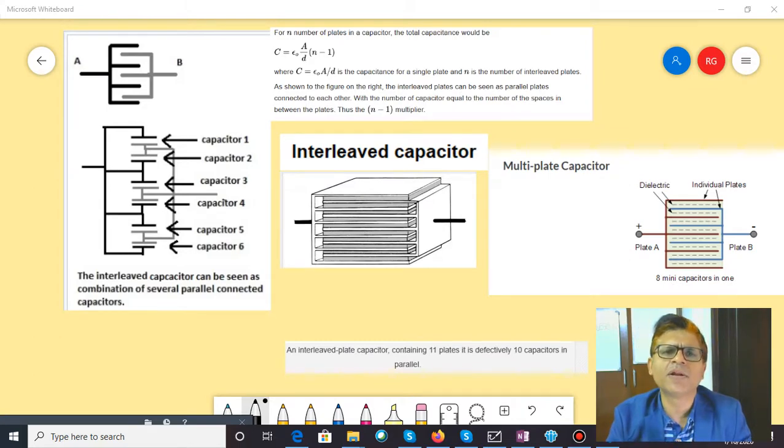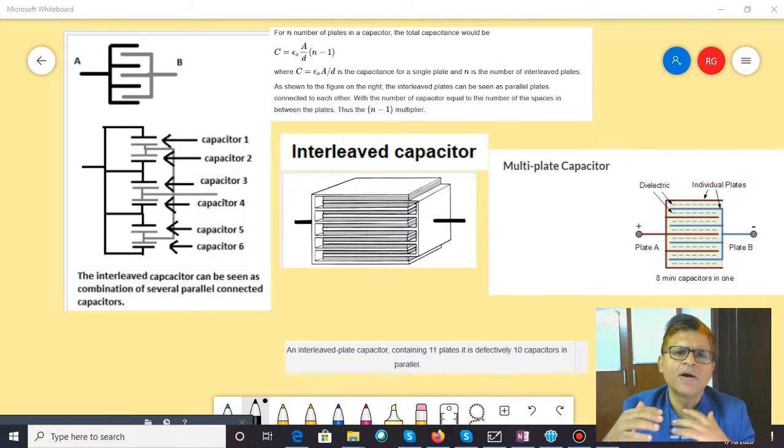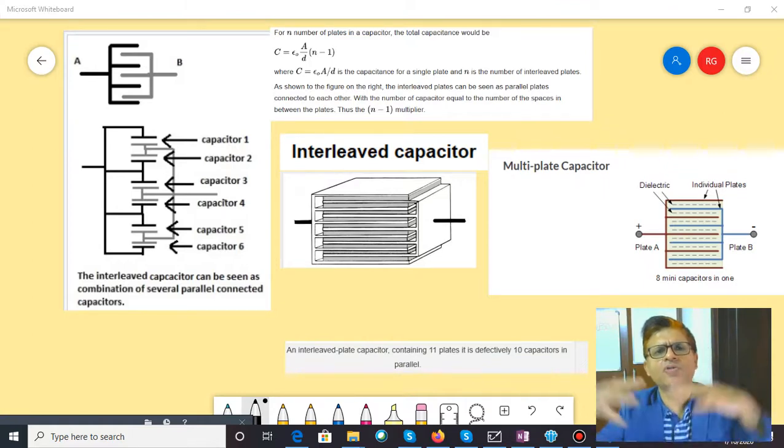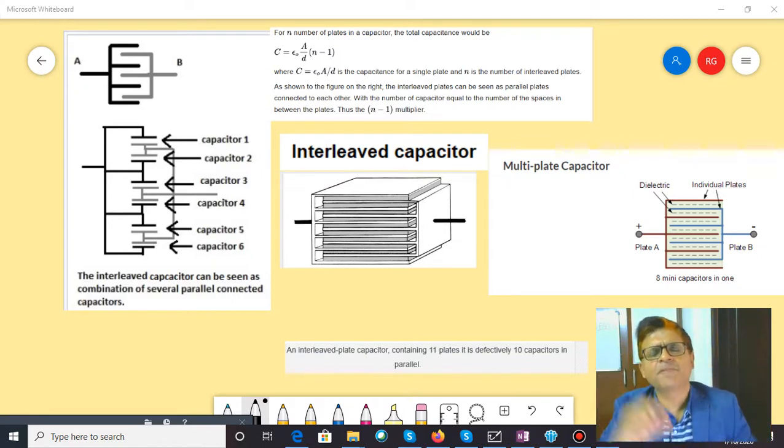Now, if you look into an interleaved capacitor, it's basically many mini capacitors built inside a capacitor. So what you do is, if you see the diagrams, you have interleaving, something like this. Each spacing between the two leaves constitutes a capacitor.